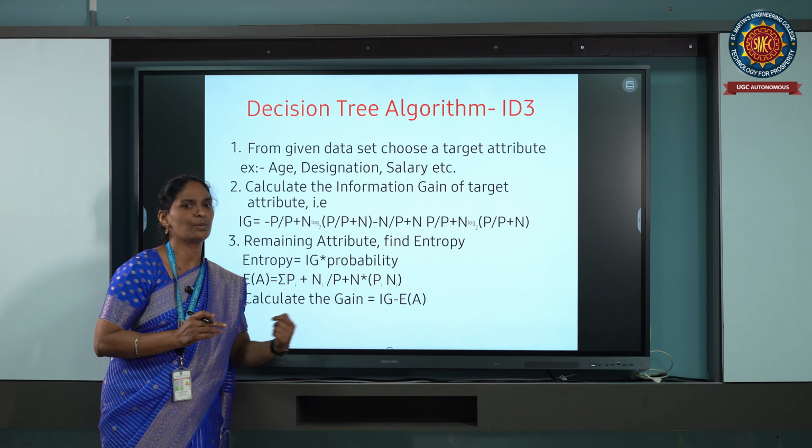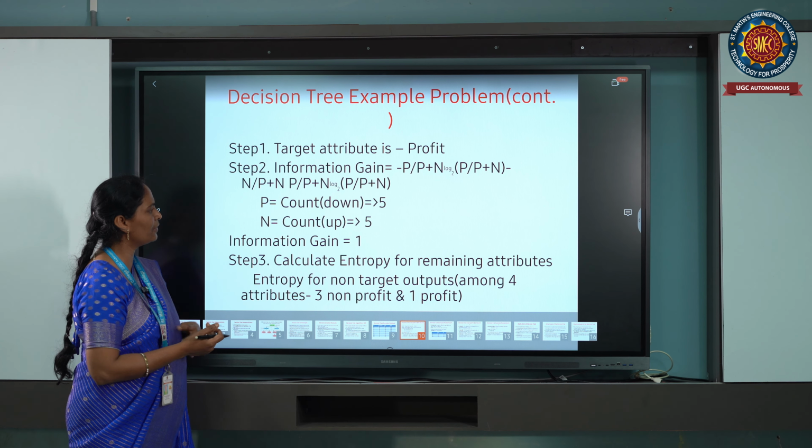Here we have N and P. The P count is taken from the given data set, from the profit: the down count. How many down counts are there and how many up counts are there, that we are going to observe from the given data set to calculate the information gain based on the P and N notations.